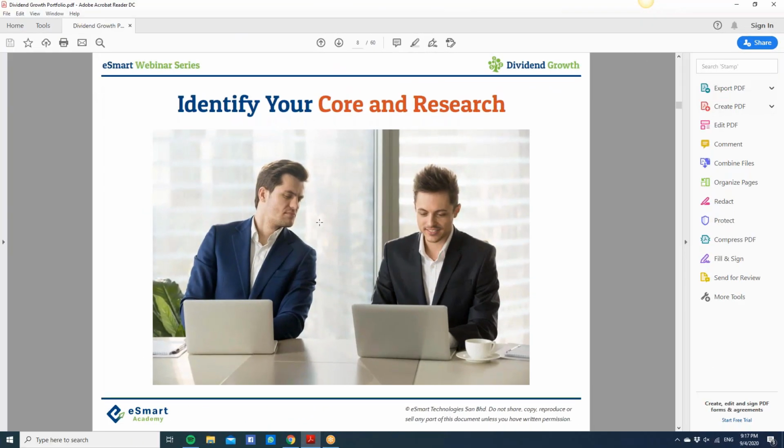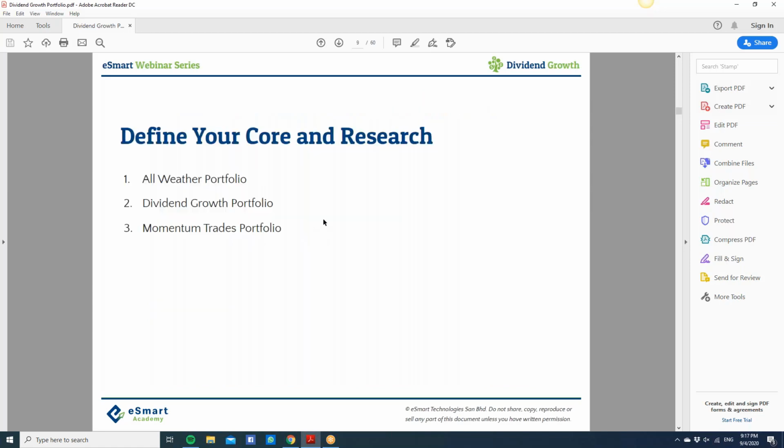Once you have a clear understanding about your profile, are you balanced, aggressive, or conservative, and you already know your goal, okay, then that's where this part comes in, where you need to do a little bit of research and understanding, which ties into your profile as well, right? Your investment journey. Okay, so today we're going to talk about these three: all-weather, dividend growth, and momentum trades.